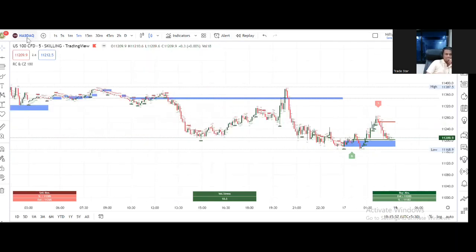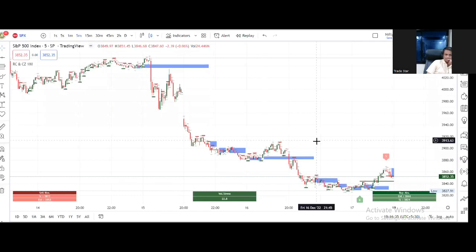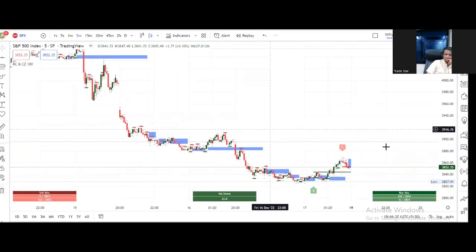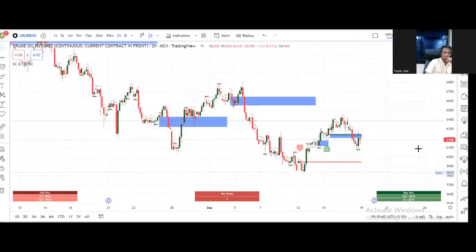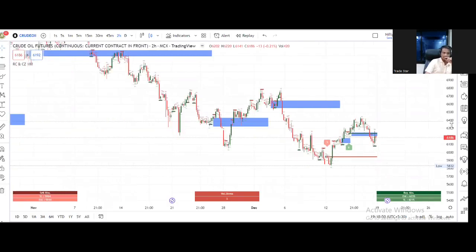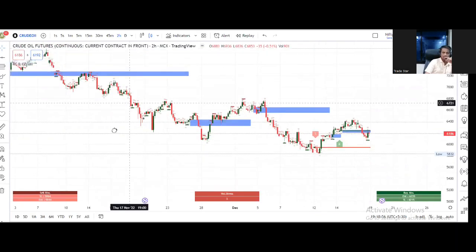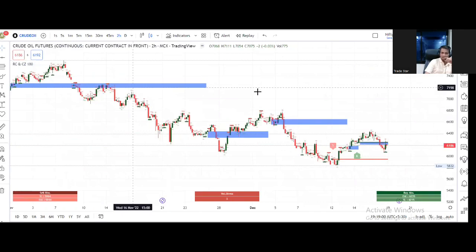We can have crude oil also. Various indices are available here. S&P 500 is available here, you can see the chart of S&P 500. So this is a crude oil futures chart, in INR, Indian rupees. Compared to the WTI or BRN chart, Brent oil, this is giving us a good look over here.